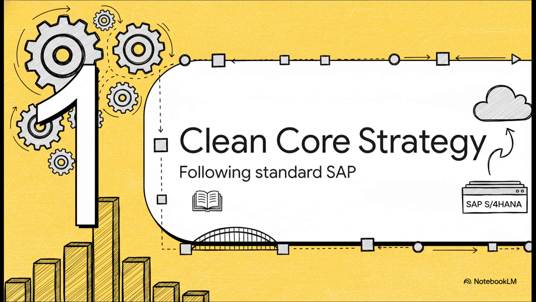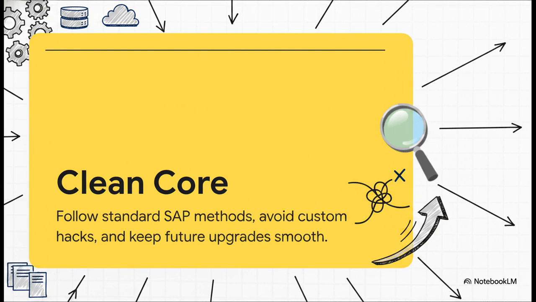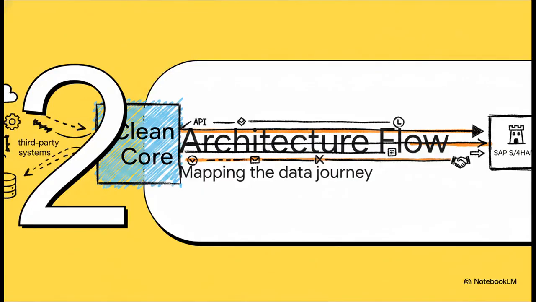Part 1. The clean core strategy, following standard SAP. Before we even think about looking at code, we really need to anchor our entire solution right here. Clean core simply means strictly following SAP's standard methods. No custom hacks, no workarounds, just relying 100% on standard APIs. By sticking to this philosophy, you're guaranteeing system stability. It ensures your future upgrades remain incredibly smooth, so you're not scrambling to rewrite broken integrations every single time SAP rolls out an update.